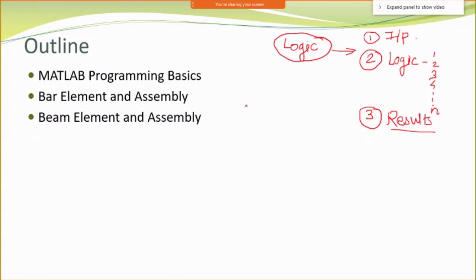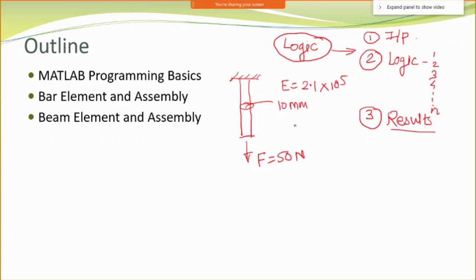Maybe you can take a simple example. I want to determine the deflection of this bar. So this is a bar, and you want to determine its deflection. Here a force is applied, maybe 50 Newton. The diameter is something like 10 mm, and for the material property you can take E as 2.1 into 10 raised to 5. Then what else do we need? The area we can calculate. So you want to determine the deflection. This is the target, and this is my input.